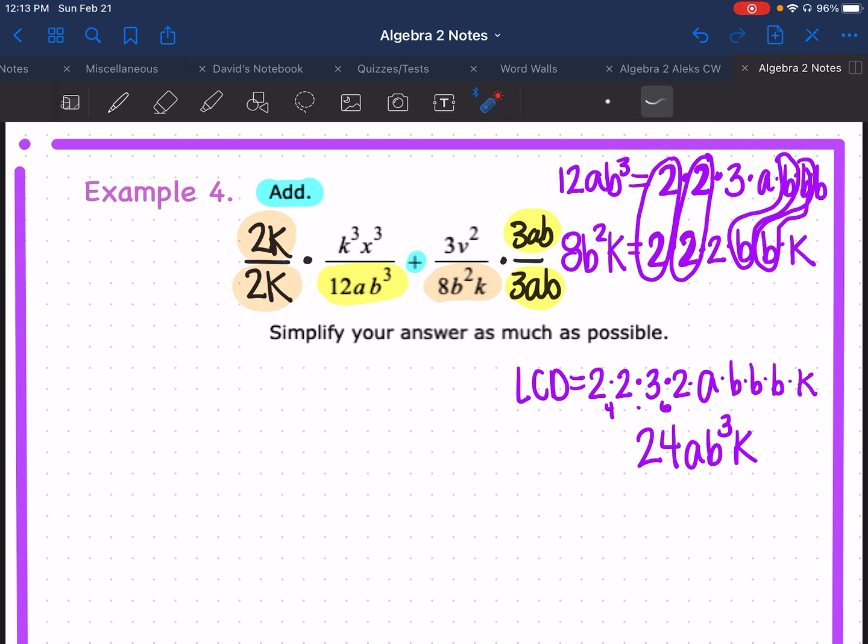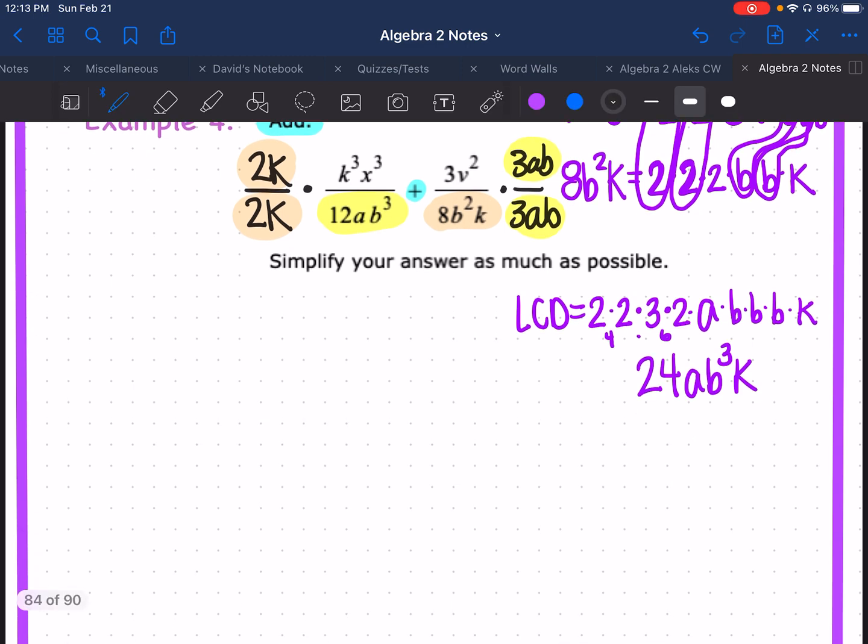And if you look at this right here, 2K, 2K. What? 3AB, 3AB. Oh my gosh, that is so cool. There they are. There's what I need to multiply by. All right, let's go ahead and actually do this multiplication.